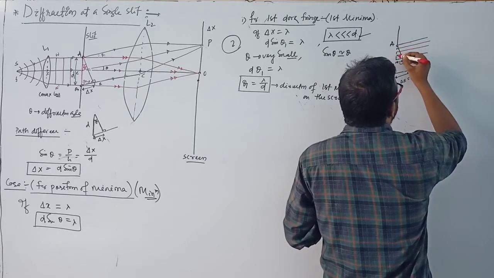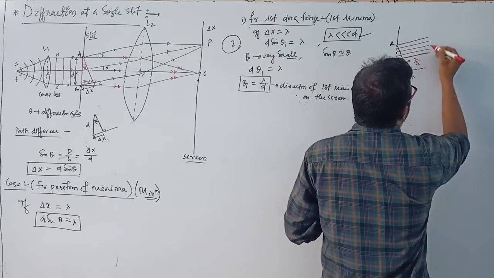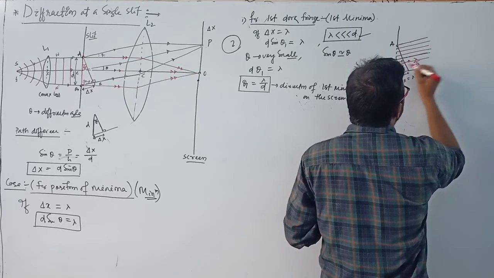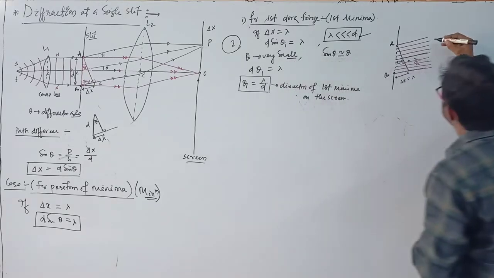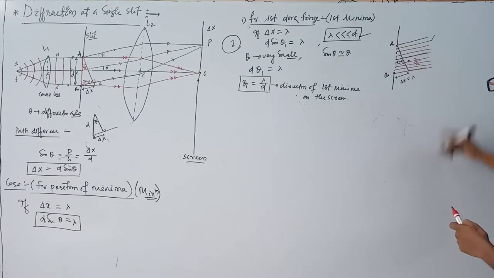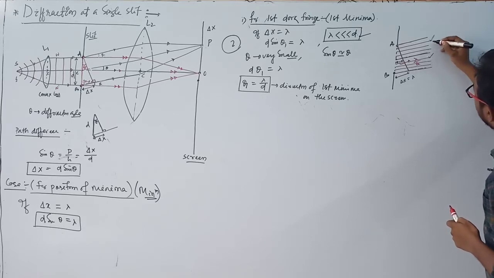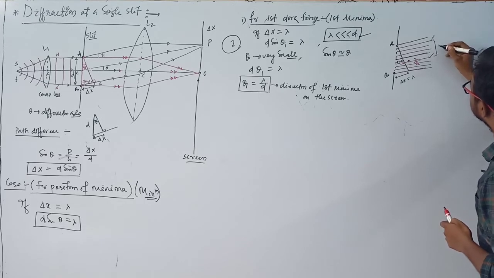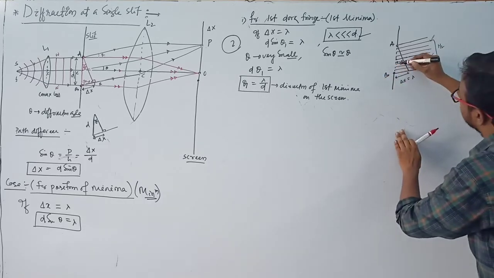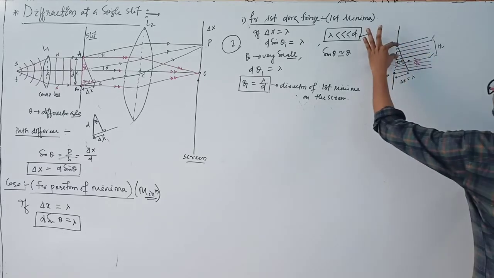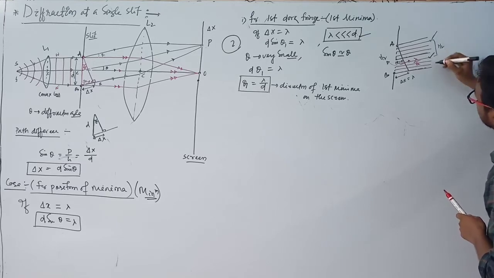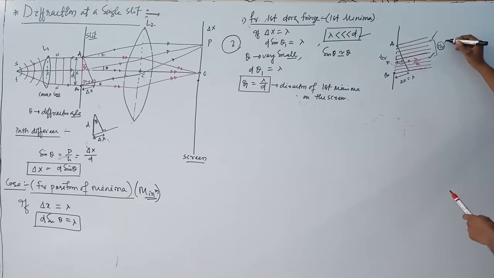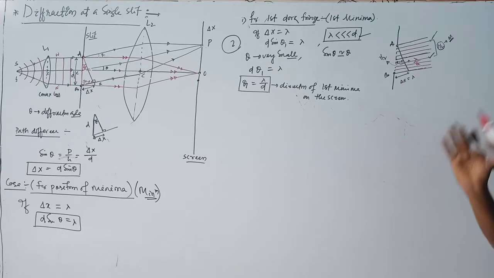Suppose the upper part consists of one ray, two, three rays, and suppose four rays: 1, 2, 3, 4. Similarly, if you draw four rays in the lower part: 1, 2, 3, and this is four rays. Now, if you choose one ray from the upper part, and the corresponding one ray from the lower part, then what is the path difference between the two rays? It is lambda by 2, because the total distance is lambda and this distance is lambda by 2 and this is lambda by 2. So the path difference between the first ray from the upper part and the corresponding first ray from the lower part is lambda by 2. And if the path difference is lambda by 2, we get destructive interference.